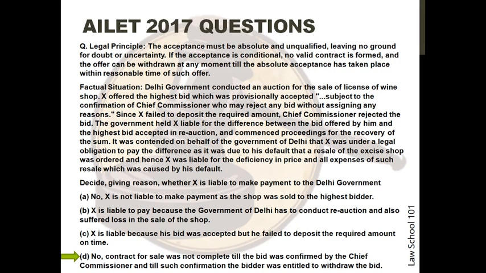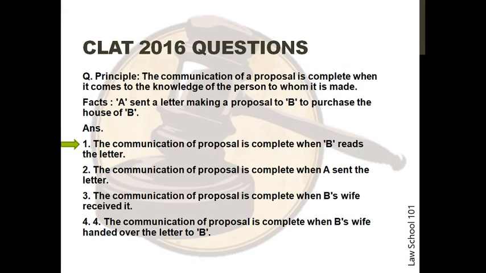Now we move on to questions from CLAT 2016. The first question is principle. The communication of a proposal is complete when it comes to the knowledge of the person to whom it was made. Facts. A sent a letter making a proposal to B to purchase the house of B. The answer options are: Number 1, the communication of proposal is complete when B reads the letter. Number 2, the communication of proposal is complete when A sent the letter. Number 3, the communication of proposal is complete when B's wife received it. And number 4, the communication of proposal is complete when B's wife handed the letter over to B.